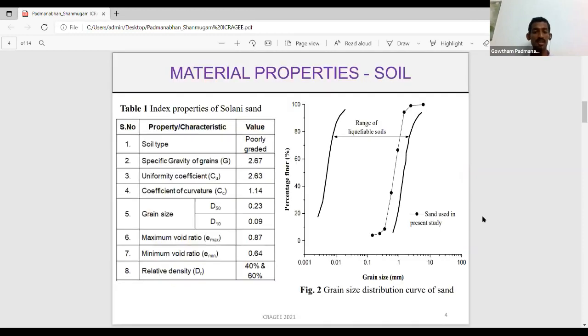Coming to the material properties, the sand used in the study was procured from the Solani Riverbed, Roorkee. The index properties have been tested and are presented in Table 1 for reference. Most importantly, the grain size distribution curve of the sand shows that it lies in the potentially liquefiable range as per the Tsukamoto and Athanasopoulos study in 2003.